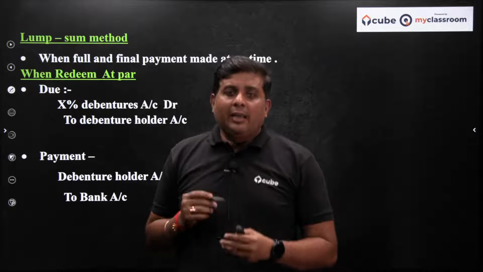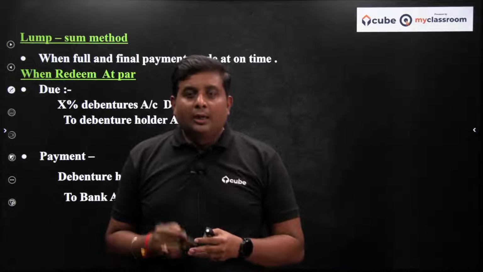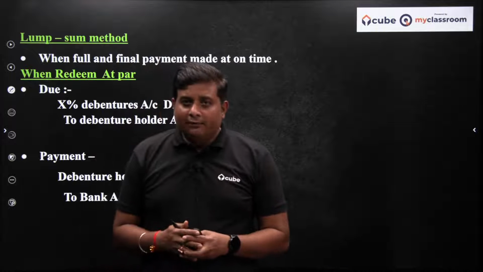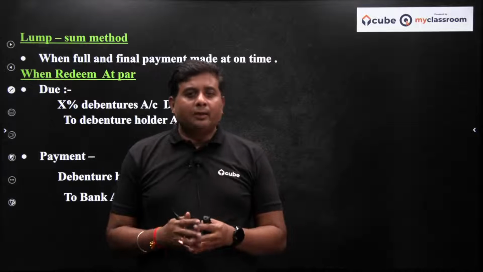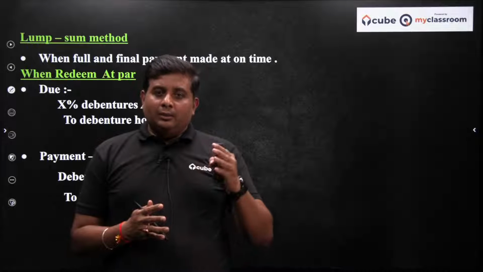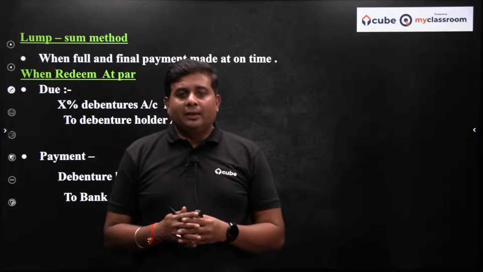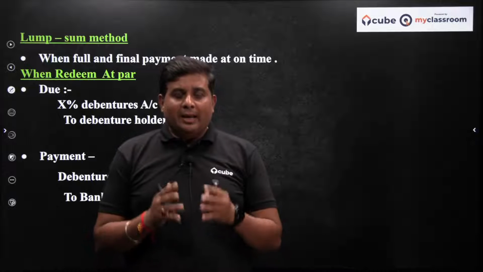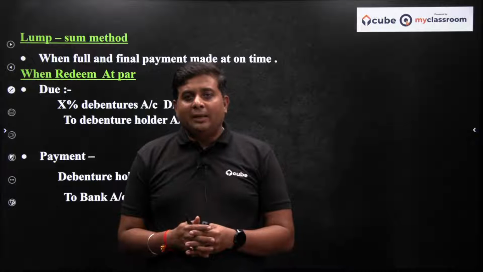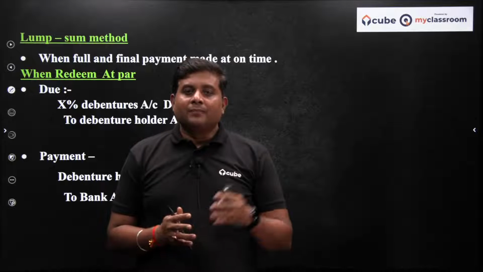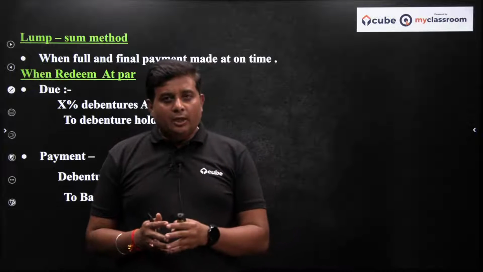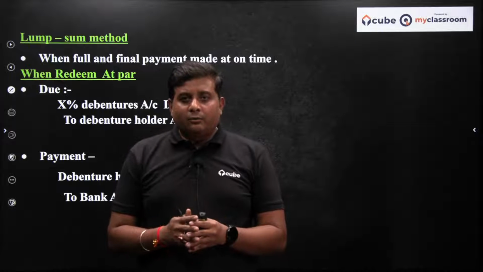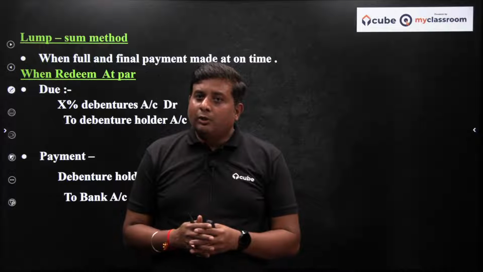Whenever we take the loan, what is the entry for the same? The entry is bank account debit to X% debenture account. Do you agree with this point? If not, in the chapter issue of debenture, we have taken the example that whenever debentures are being issued, there are two entries: bank account debit to debenture application and allotment account first, and second, debenture application and allotment account debit to X% debenture account. If you combine both the entries, you find the entry is bank account debit to X% debentures.